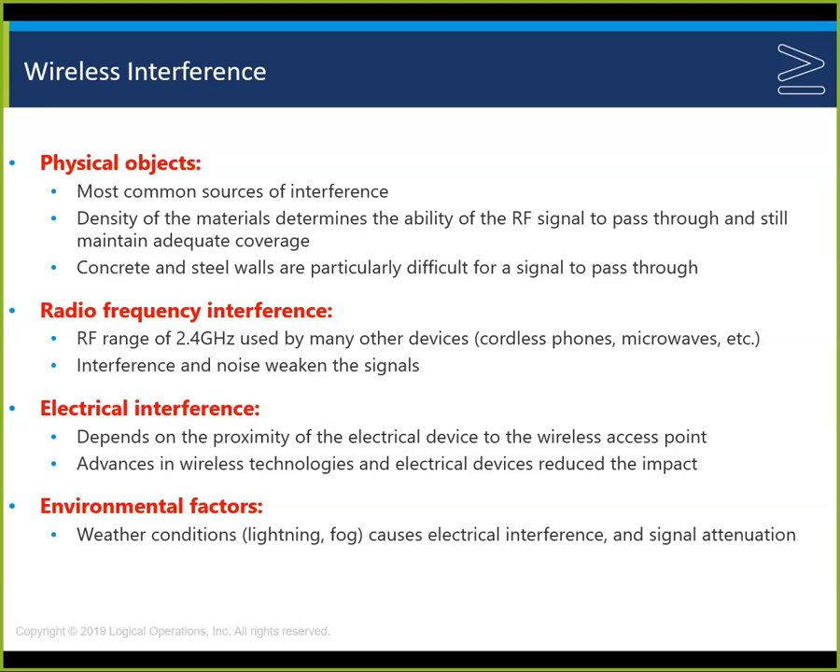Electrical interference is from the proximity to electrical devices, like my student who had his setup under the fluorescent light on top of the refrigerator. Electrical devices can do these things. Advances in wireless technologies have reduced the impact of these things.